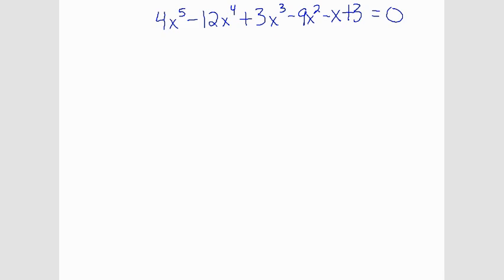The rational zero test says that if rational zeros exist for a polynomial, they will be of the form r over s, where r is a factor of the constant, in this case 3, and s is a factor of the lead coefficient. Now, the "if rational zeros exist" part is very key. If it doesn't have rational zeros, you can go through and do the test, but nothing will work out.